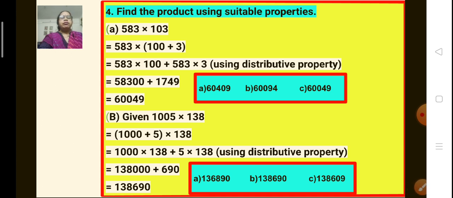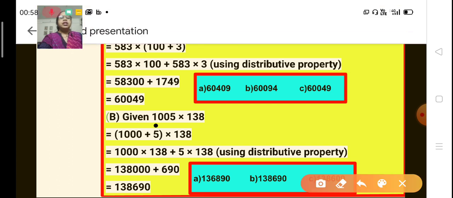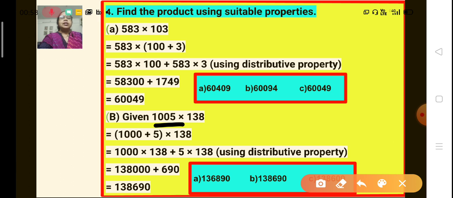Similarly, next one we have 1005 multiplied by 138. Here there are no hard and fast rules about which number you are going to split. By looking at the problem, we can understand that 1005 can be expressed easily. To solve the problem easily, we can split this number as 1000 plus 5. Now multiplying 138 separately by 1000 and 5 becomes simpler.